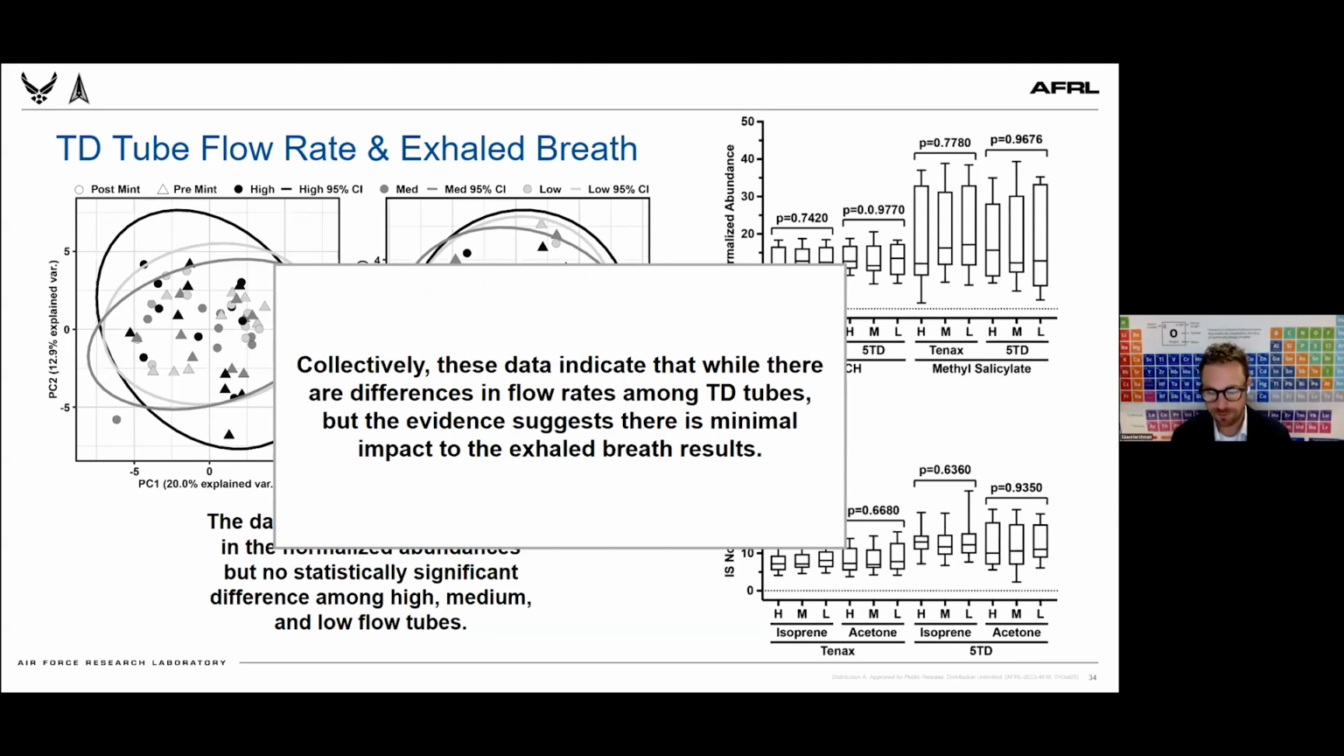So interestingly, while we do see differences in flow rates, the evidence suggests that there is minimal impact to exhaled breath results. With that, there are also some caveats. We tested a small group of people. We used a random tube for our flow rate calibration. And so there is some plausibility that if your random tube was on the lower end, the variability in your flow rate based on your calibration calculations could be large enough to more plausibly impact your results. But based on the results I have here, there does not seem to be a large effect.